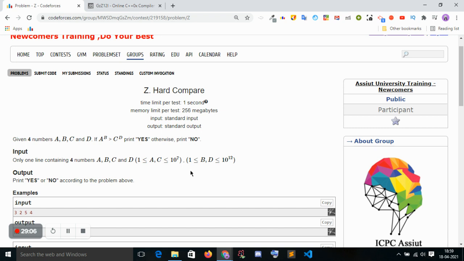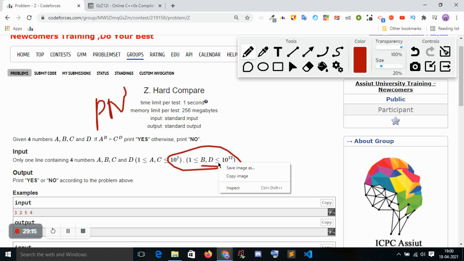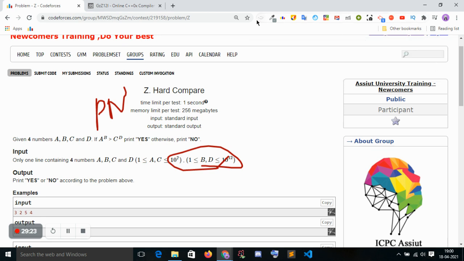Okay, this is the thing. Do not use the pow function here, because b or d is a very large number. Instead, you can use log to solve this question. Always remember that log gives a float answer.